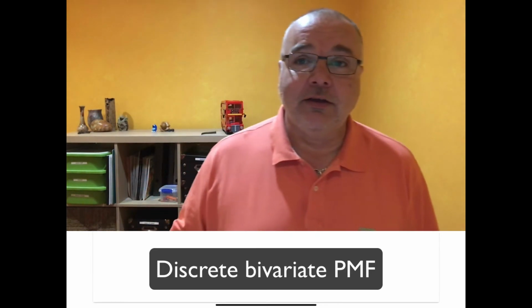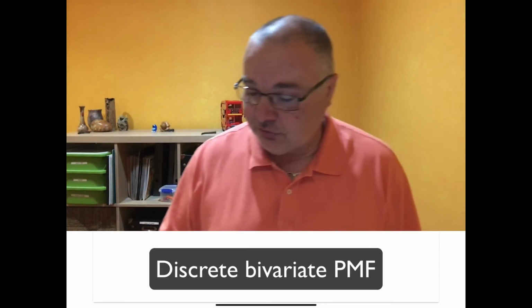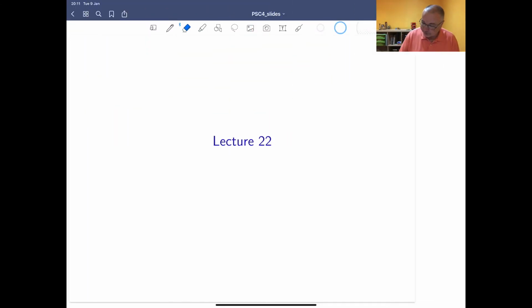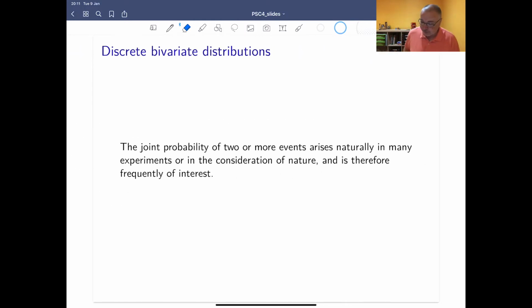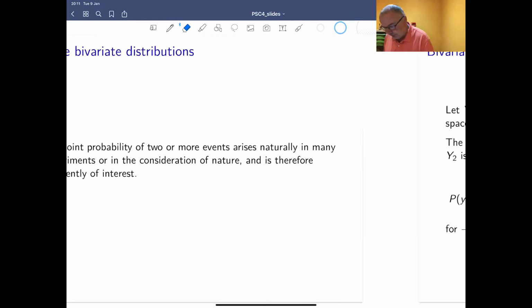So we'll start as before with random variables with the discrete case. So here's a motivating example. We'll come back to this later at the end of this chapter. So we've got the joint probability of two or more events that arise naturally in main experiments and on the consideration of nature, and therefore we were interested especially in the relationship between them.